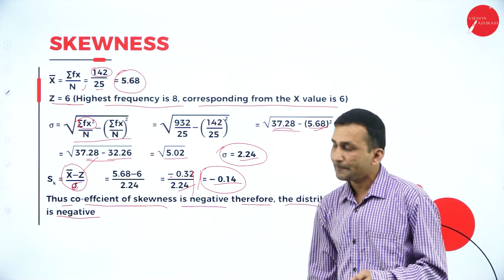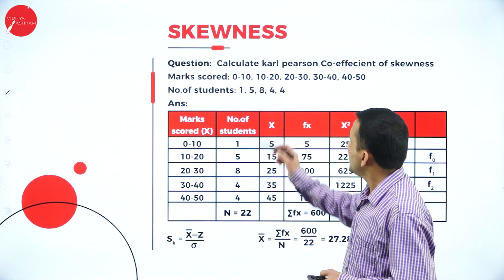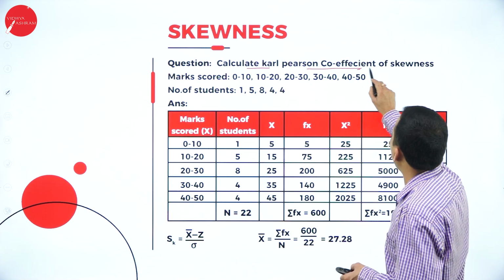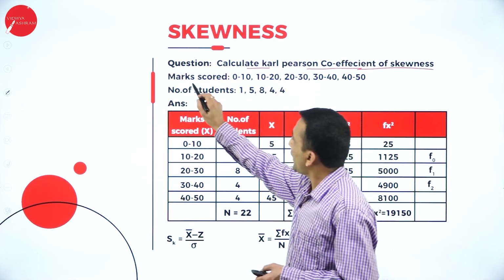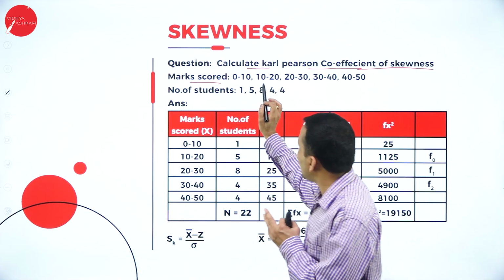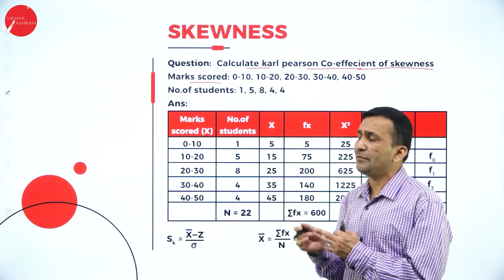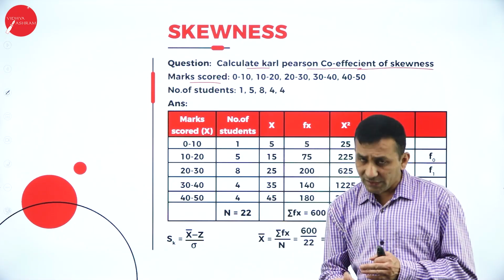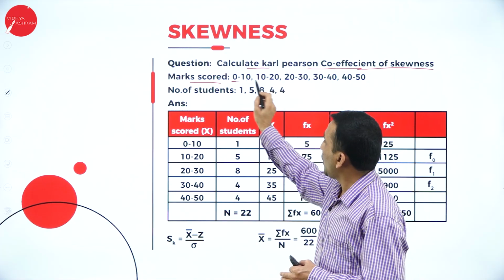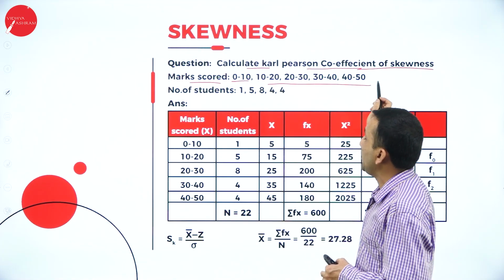Okay, moving forward. So there is one more question: calculate Karl Pearson coefficient of skewness. Marks data is given. Now seeing the data set only we can identify this data is looking like a continuous series because lower limit and upper limit classes are given.